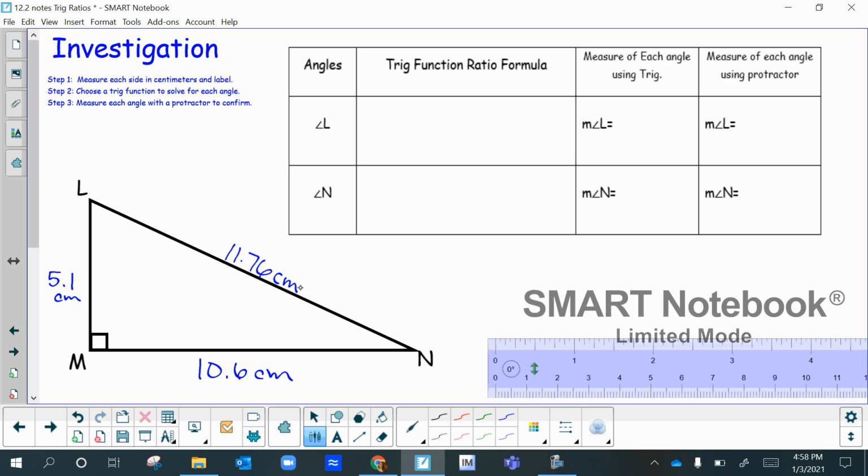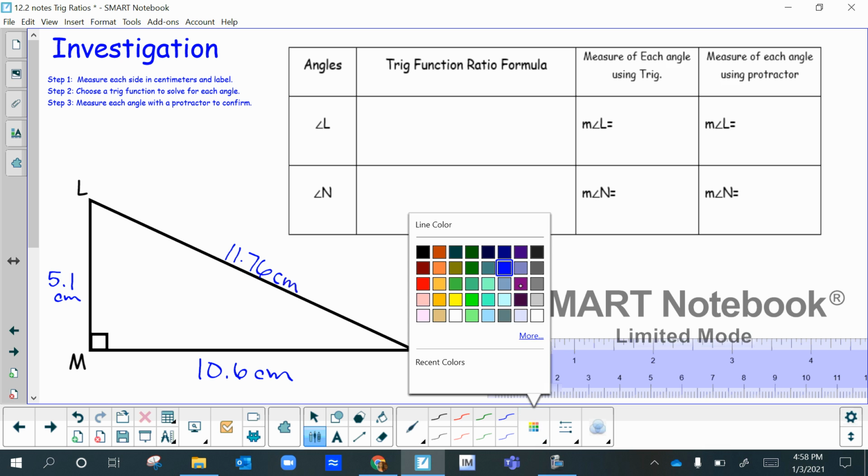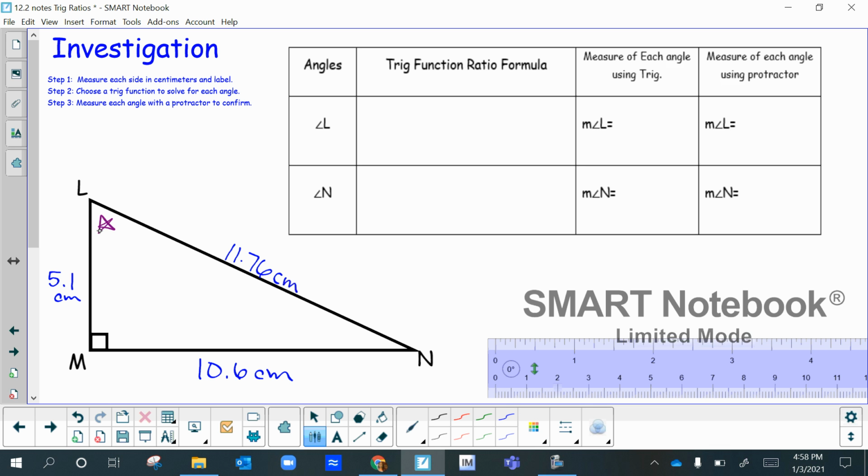Now we have some measures on our right triangle. If you look at the little table, in step 2 it says, now choose a trig function to solve for each angle. Basically like what we just did on the slide before, we're going to do that here, but with these numbers. So let's do angle L. We're going to solve for that.